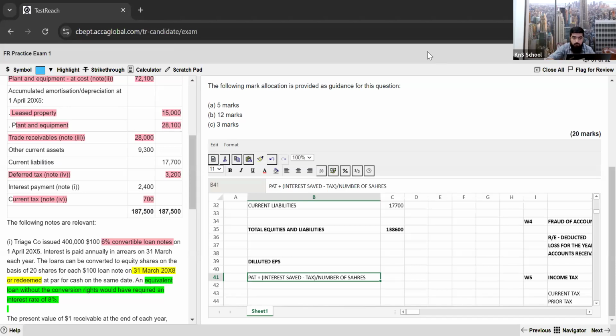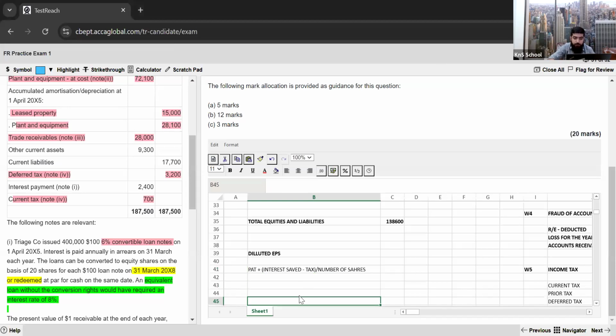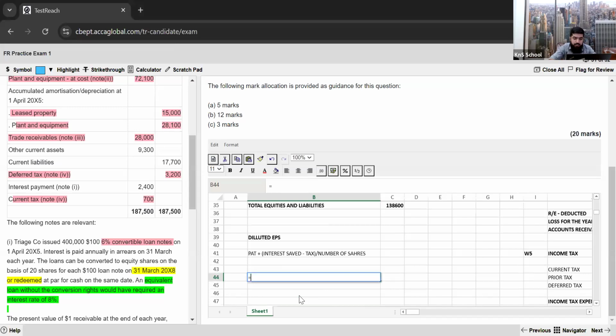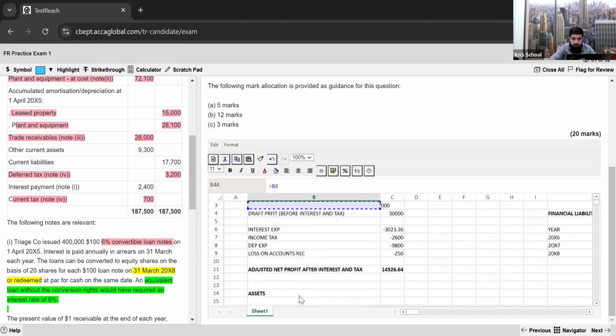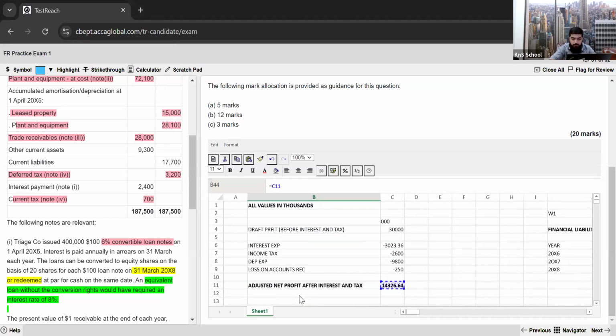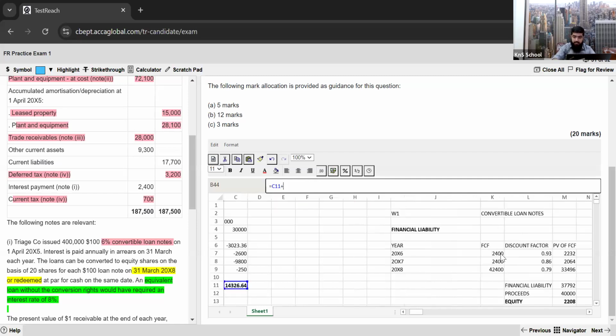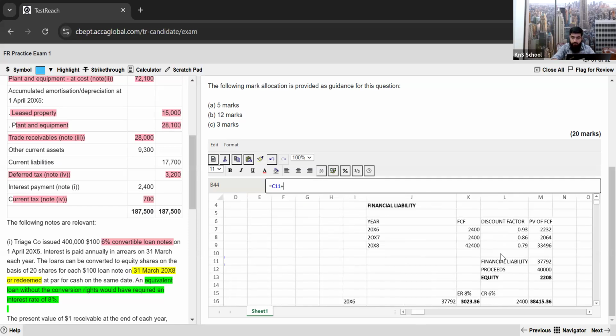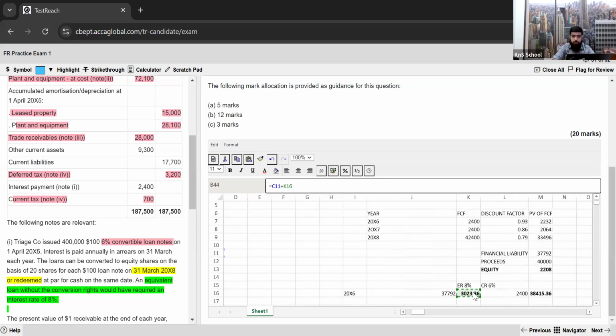Okay. Now, first of all, let's calculate the profit after tax. Profit after tax, we have already calculated, and here we go. That is 14326. That is the profit after tax. Now we are going to increase the profit with the amount of interest saved. The amount of interest that would be saved, we have already calculated, is 3023.36. That is the amount of interest that will be saved in future.